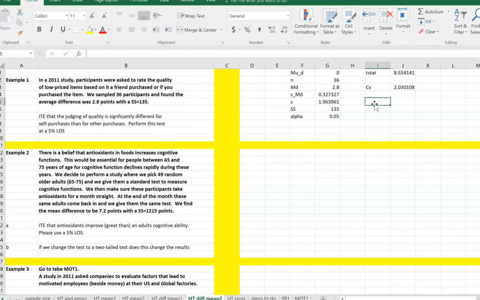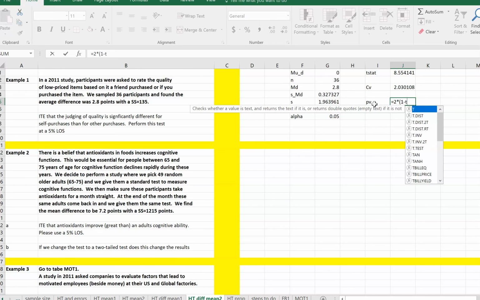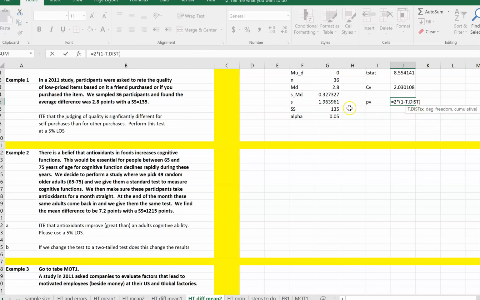So the p-value is equal to 2 times, parentheses 1 minus t dot dist. My value, where's my t statistic? There it is. Comma, degrees of freedom. Degrees of freedom is n minus 1. Comma, always true. I'm just pausing to give you a chance to catch up with me writing.